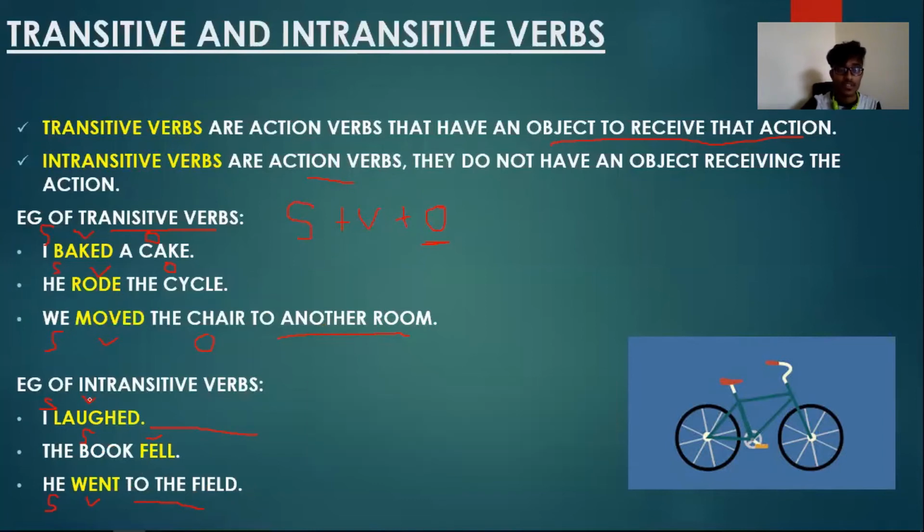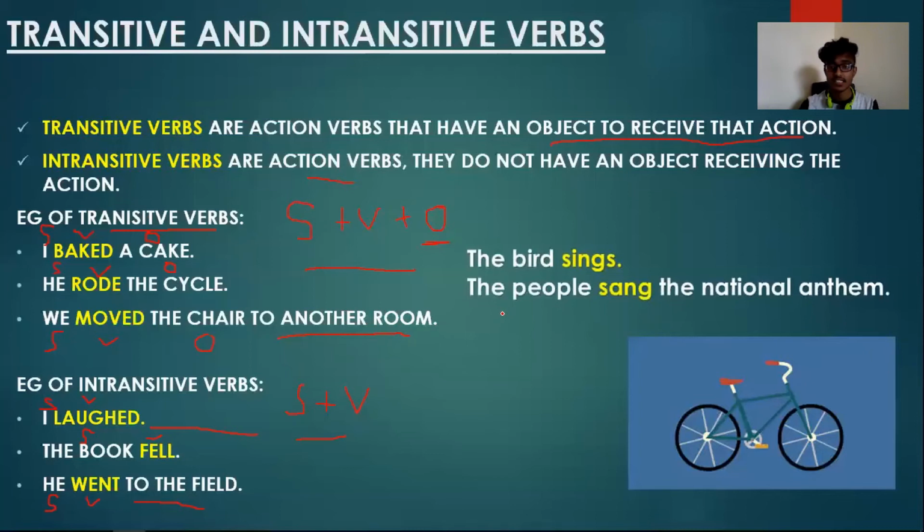Now, if you notice one thing that is common in intransitive, there is a subject, there is a verb, but there is no object. So this is the difference between transitive and intransitive. Transitive has a subject, a verb, and an object. Intransitive only has a subject and a verb. Okay, let's look at these two examples.